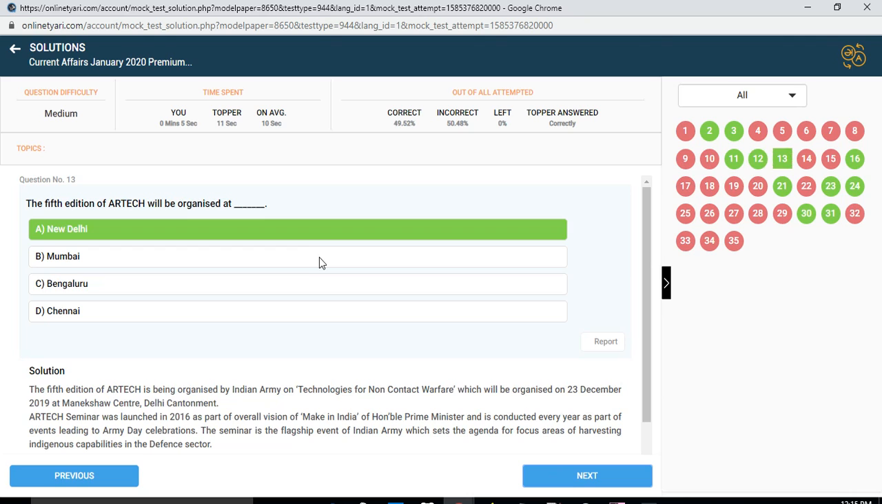The 5th edition of the architecture event was organized at New Delhi. This edition of architecture was developed in the Indian Army, on technological and non-contact warfare, which was held on 23rd December in Delhi.